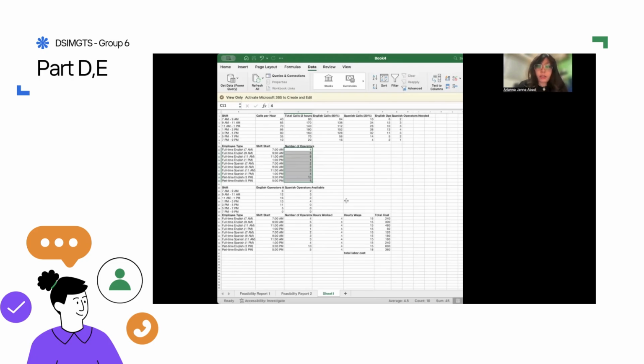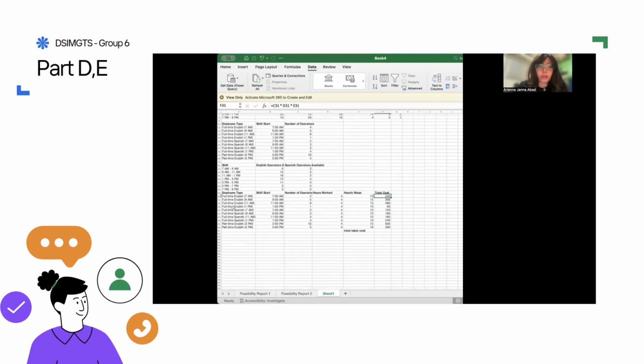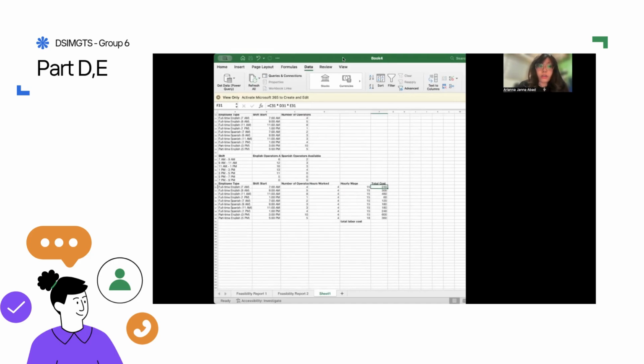Okay. So the key formula for calculating the total labor cost is number of operators multiplied by the hours worked and the hourly wage. This formula ensures we account for the cost of each operator type and shift. For example, if we hire 4 full-time English operators at 7 a.m., working 4 hours at 15 per hour, the cost for that will be 240. This formula will then be applied to all operator types and shifts to calculate the total labor cost. Okay, so now moving on to the solver part.